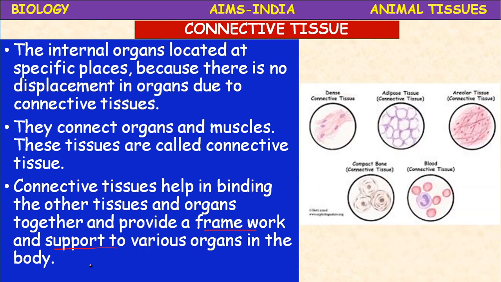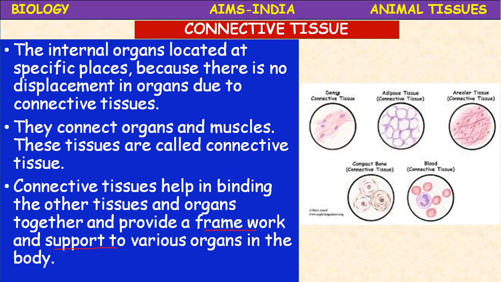Okay, so this connective tissue is of different types. They are loose connective tissue, dense connective tissue, skeletal tissue, and vascular tissue. Broadly divided into 4 types: loose connective tissue, dense connective tissue, skeletal tissue. Skeletal tissue means cartilage and bones, and vascular tissue means blood and lymph.